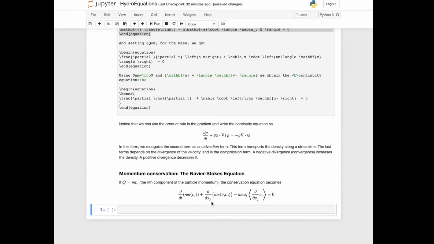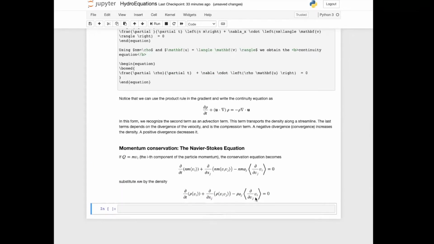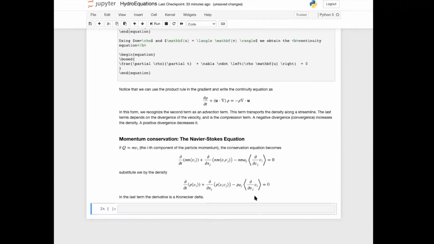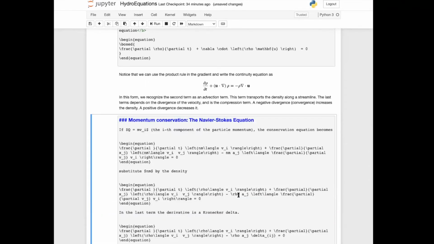Remember that the indices here are repeated, j and j. Now first, let's substitute nm by the density. And this fourth term here, the derivative of Vi with respect to Vj, is a Kronecker delta, because it's 1 only when i equals j and 0 otherwise. So we're going to have a Kronecker delta of ij, which then contracts with the Aj, leaving only Ai.